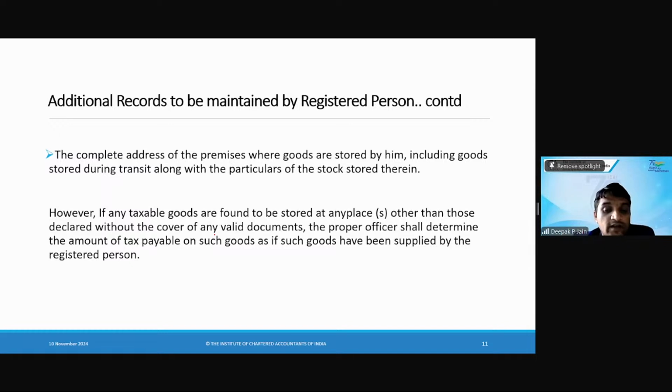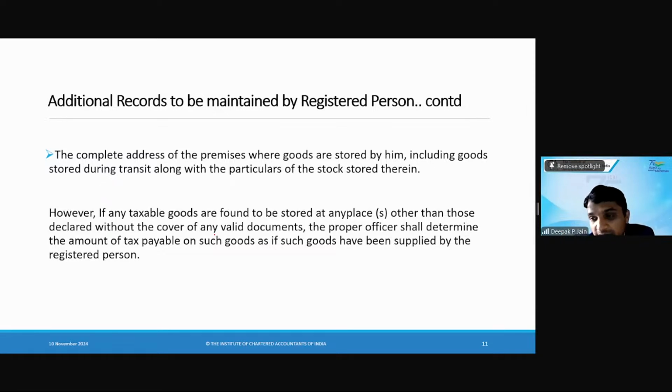okay, where the taxable goods are found at any place which is not declared, then the proper officer shall determine the amount of tax payable. ठीक है. So he has to maintain the records other than those declared.